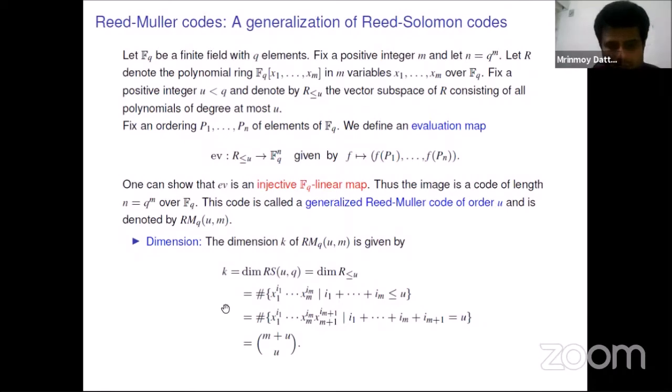Well, I could use one more slide, but I'm really running out of time. But let me give you the final answer, which is m plus u choosing. So the code is of length n, which is q to the power n, and the dimension of the code is m plus u choosing.